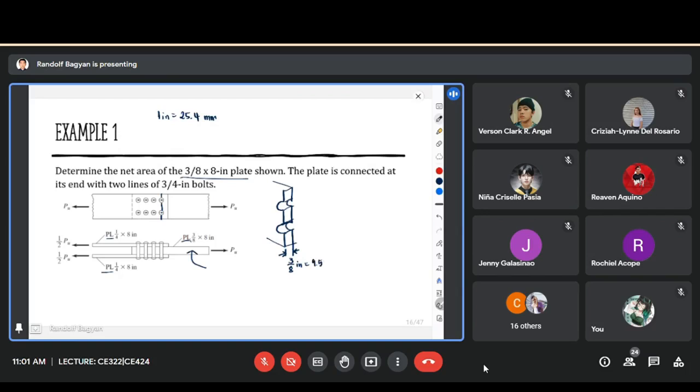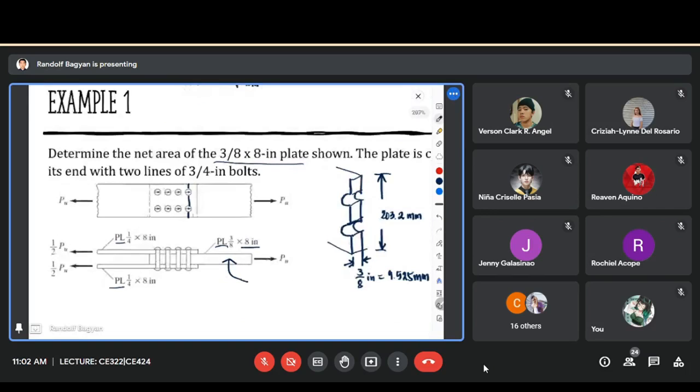Sige, kunin na lang natin yung lahat. 9.525 mm. Okay, and ito, yung total depth is 8 inches. Okay, so 8 inches, that is equivalent to 8 times 25.4. I hope you are following me. That is 203.2 mm. Ganyan natin. Alright. So, ano yung net area? Ito yung part na ito.